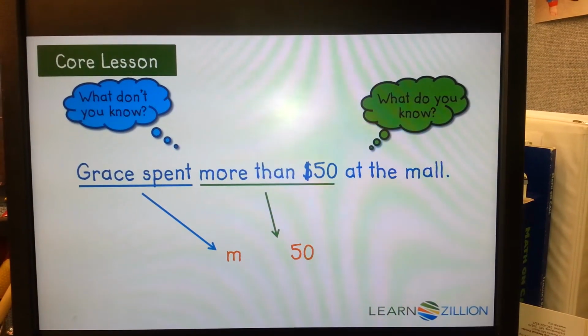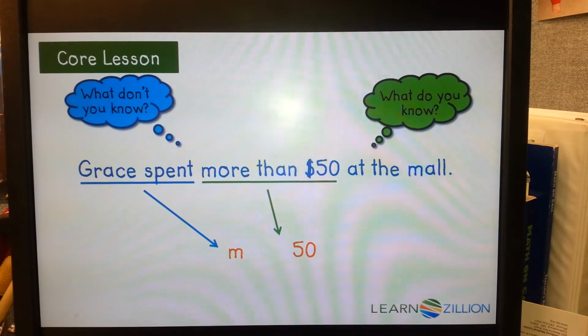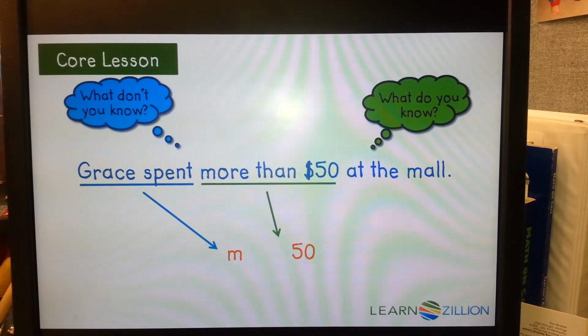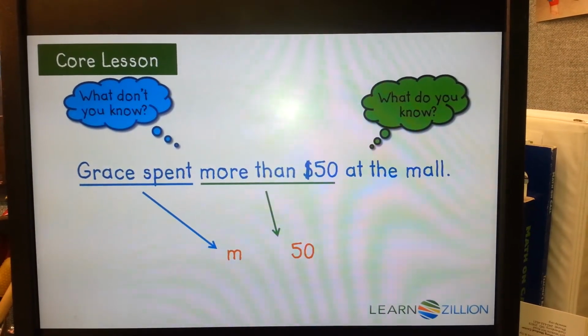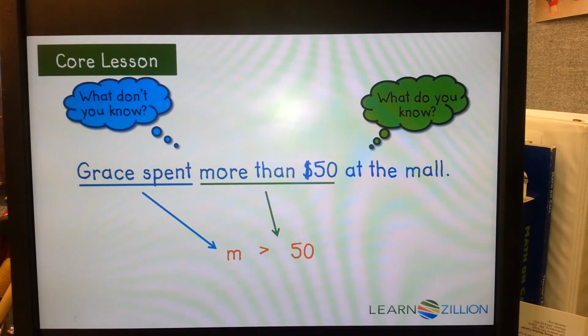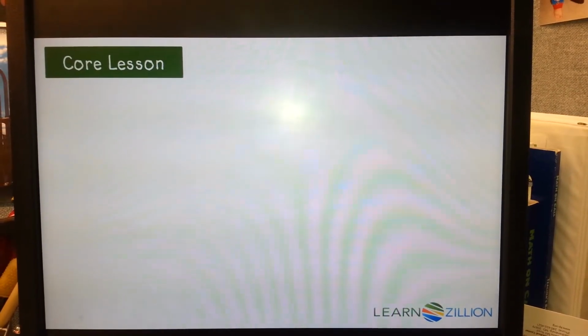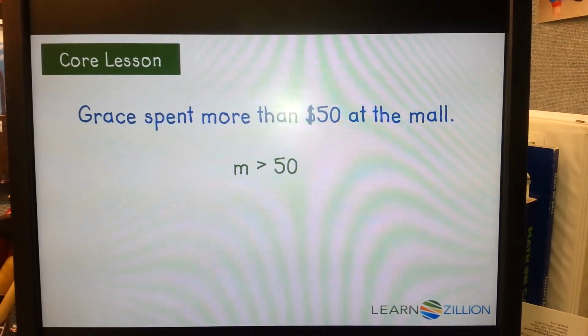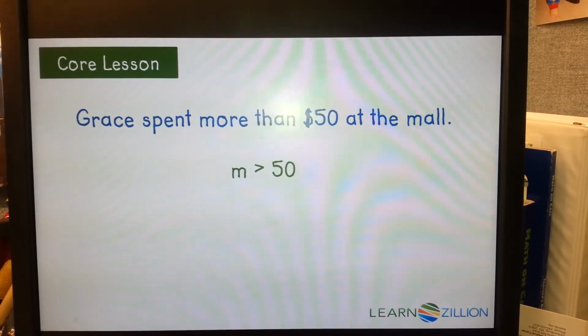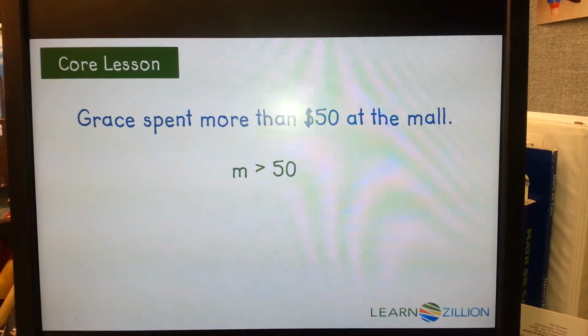How could we write this out mathematically? By using the inequality to show that our variable m is more than 50, we insert a greater than symbol to show that the money that Grace spent is more than $50. We can represent our situation by writing an inequality, but we also can create a graph.